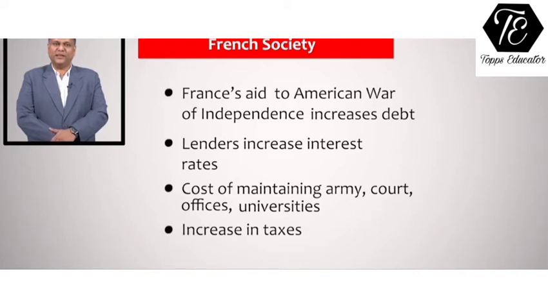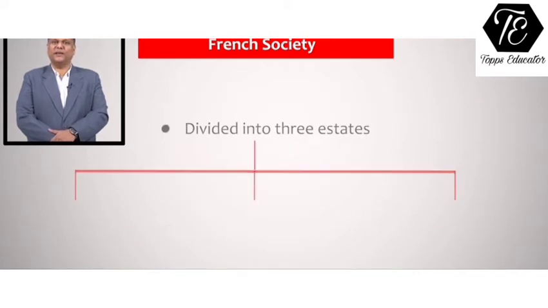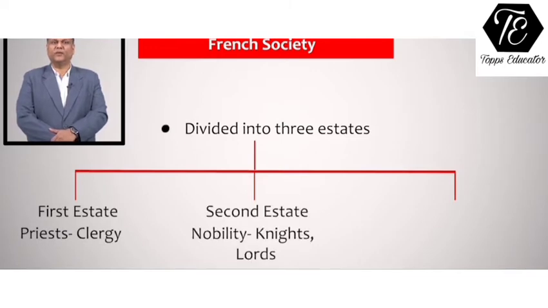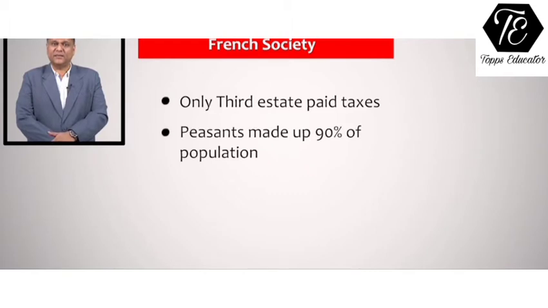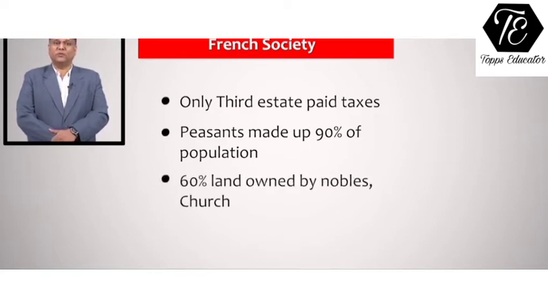French society in the 18th century was divided into three estates: first, second, and third. And only members of the third estate paid taxes. Peasants made up about 90% of the population. However, only a small number of them owned the land that they cultivated. About 60% of the land was owned by the nobles, the church, and the other rich members of the third estate. The clergy and the nobility enjoyed certain privileges by birth.